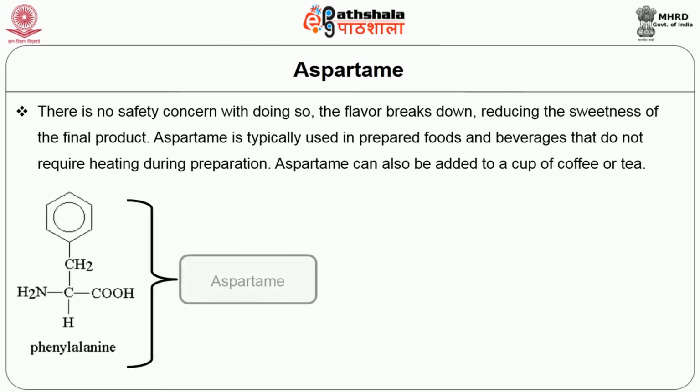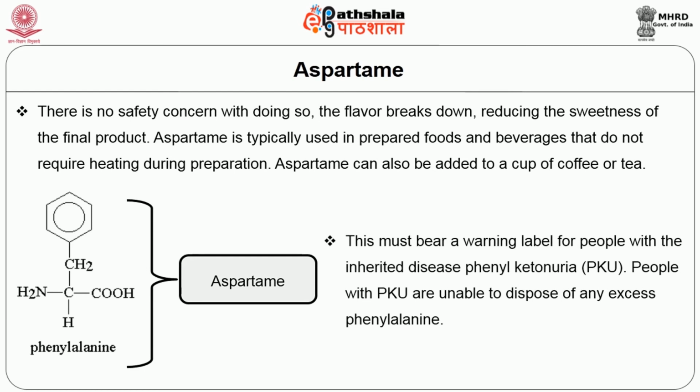Because the sweetener contributes phenylalanine, products containing aspartame must bear a warning label for people with the inherited disease, the phenylketonuria, which is PKU. People with PKU are unable to dispose of any excess phenylalanine, and this must be kept as a caution.